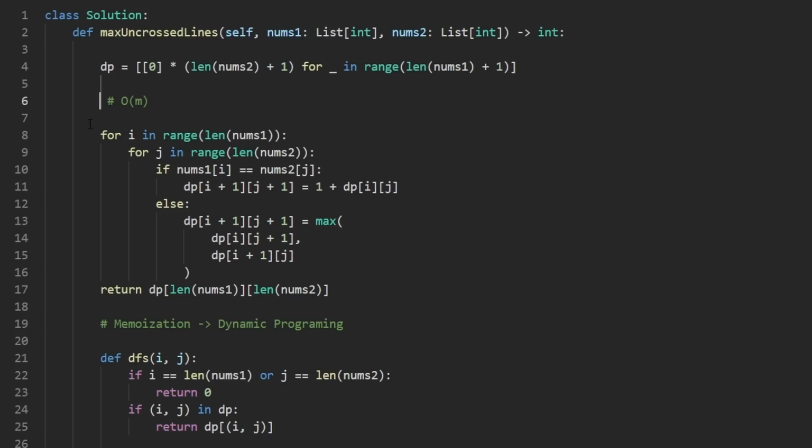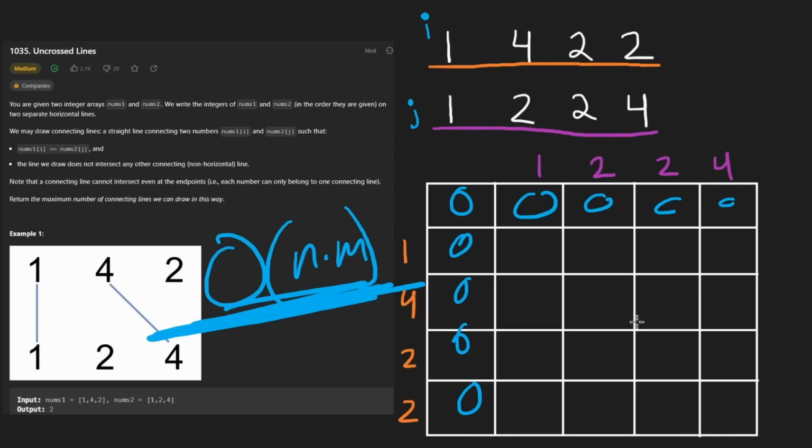Well, let's go back to the drawing board for a second. Remember, every time we want to compute a value like over here, we only have to look possibly to the left or up above or to the top left.